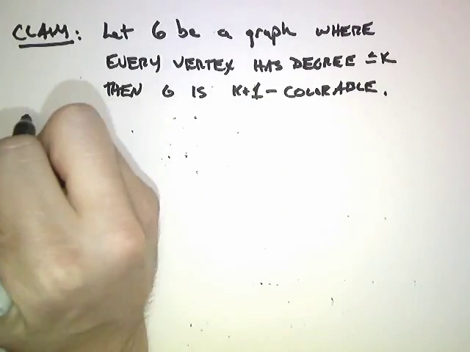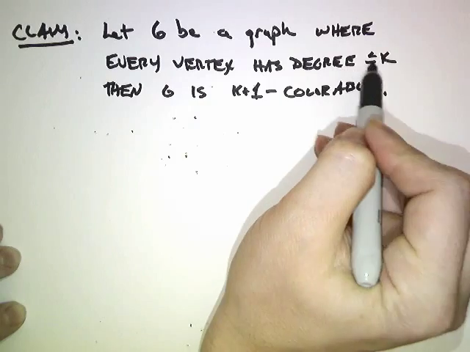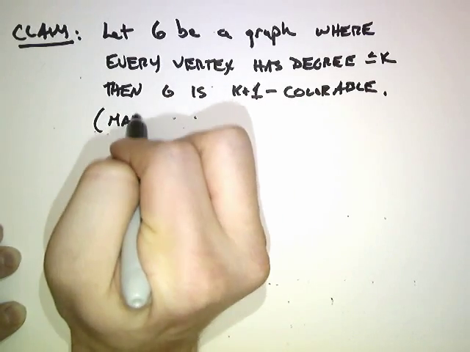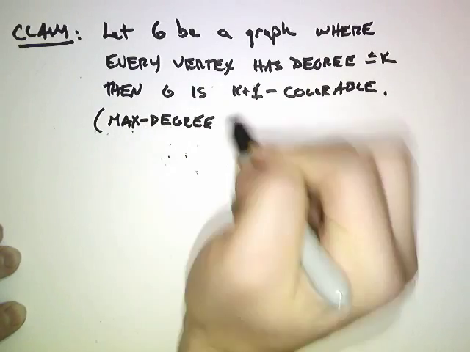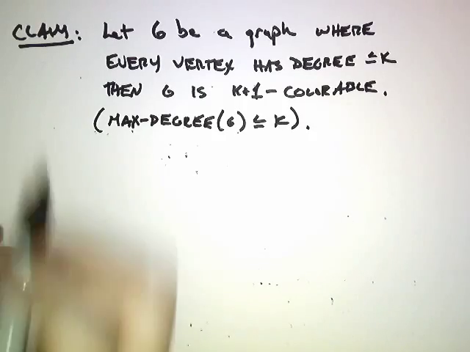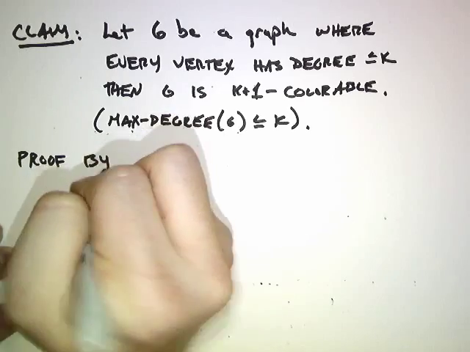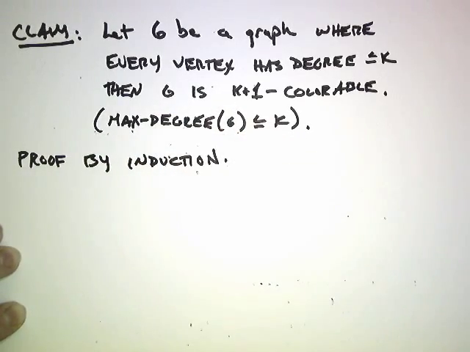So by the way, a graph where each vertex has degree less than or equal to k, we would say that the max degree of G is less than or equal to k. The proof is by induction. That's why we've been doing all these proofs by induction.